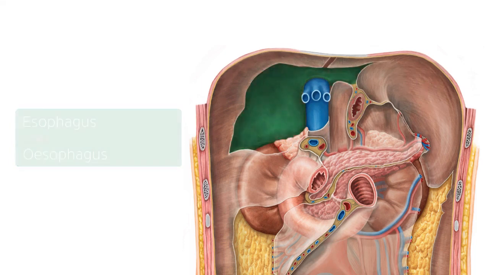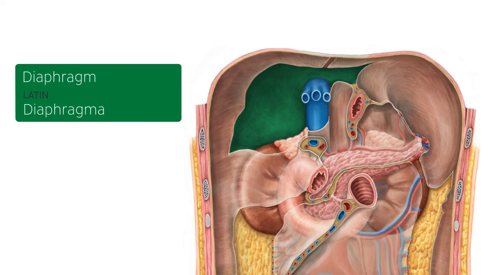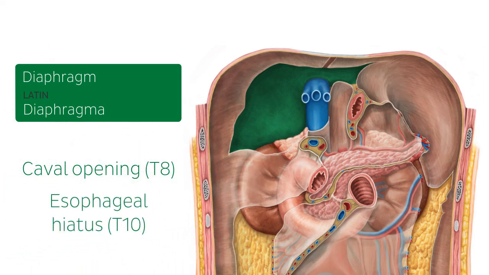Both the inferior vena cava and the esophagus must pass through a structure to get from the mediastinum to the abdominal cavity. This structure is the diaphragm, and the hepatic side of the diaphragm is highlighted in green in this image. As I mentioned previously, the inferior vena cava passes through the diaphragm through an opening known as the caval opening at the level of thoracic vertebra 8. The esophagus, however, passes through an opening known as the esophageal hiatus at about thoracic level 10.